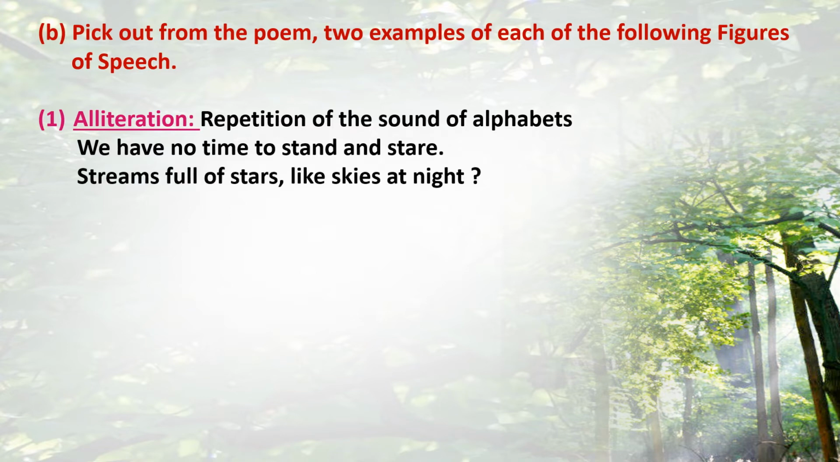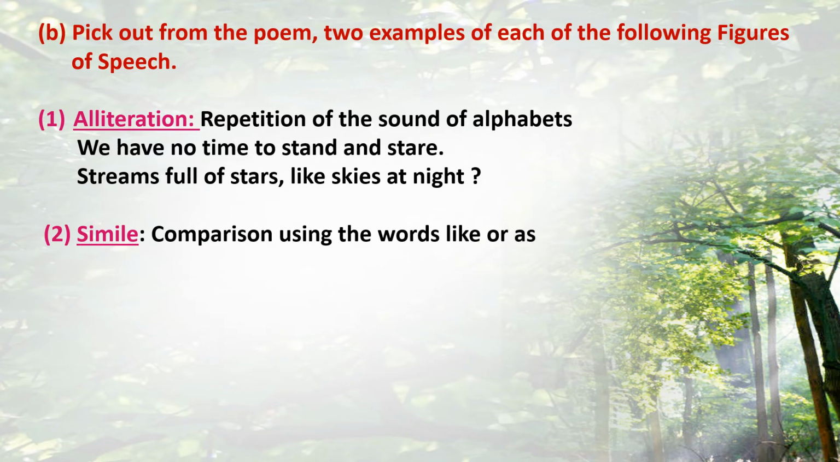Streams full of stars like skies at night. So the S alphabet is being repeated, and this is called alliteration. Next we have simile. Simile is a comparison between two things in a sentence using the words like or as. One example, and stare as long as sheep or cows.